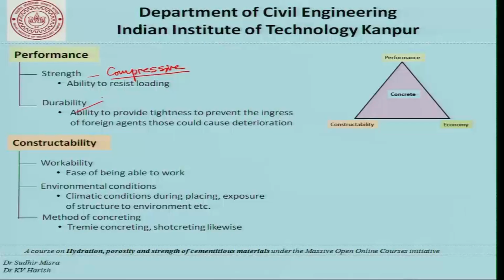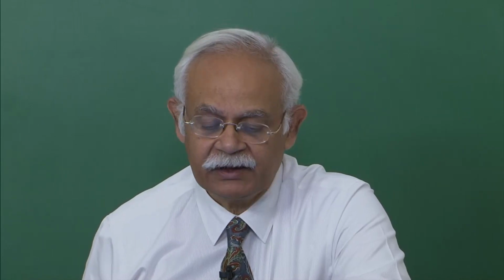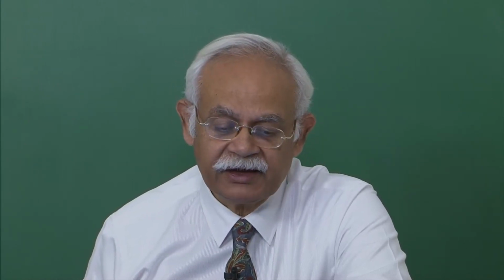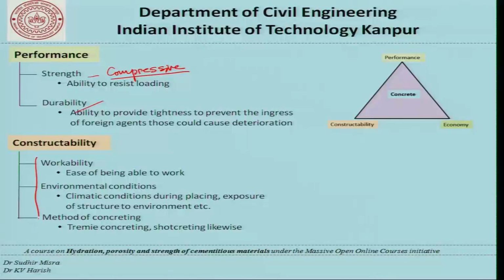Coming to the method of construction, we have shotcreting, where the concrete is just shot, gunnited, placed under pressure using a gun on a surface, and in those kinds of cases the properties that we need as far as the concrete is concerned are quite different from that of normal concrete. Similarly, if we are using tremies to place concrete under water, the kind of properties that we are looking for are quite different. So we can relate any of these things here to finally the performance that we want.